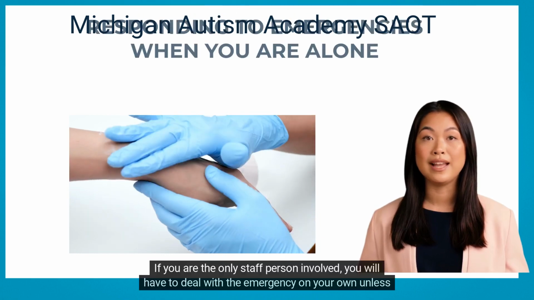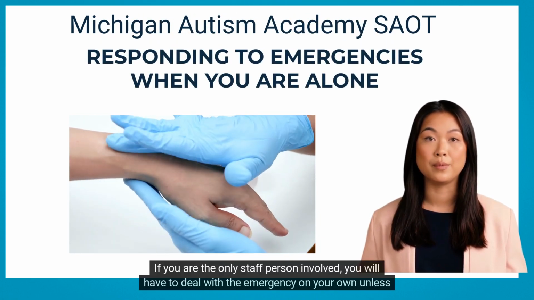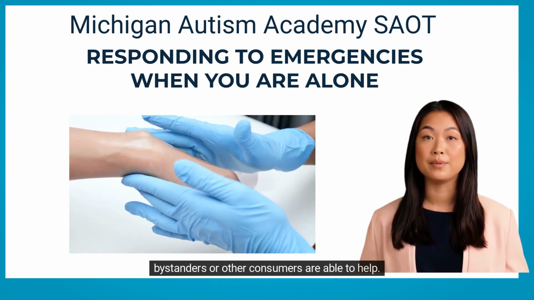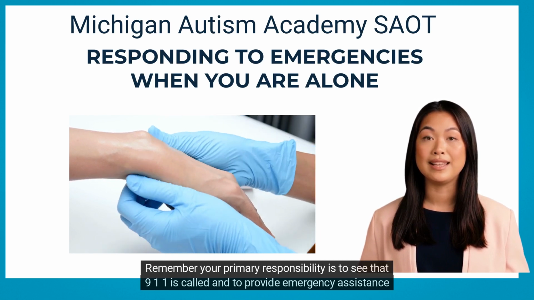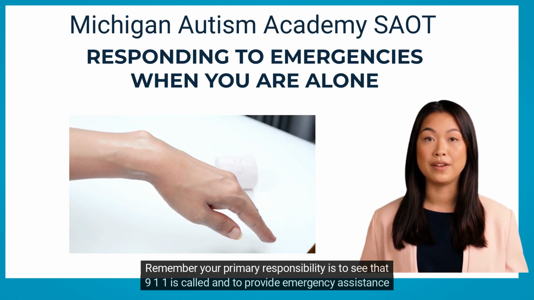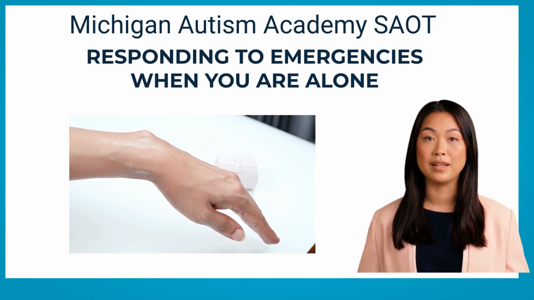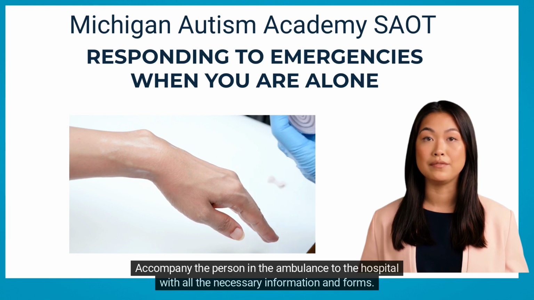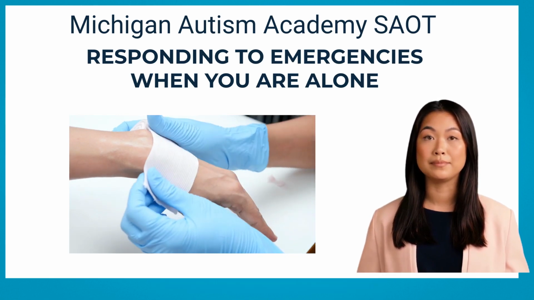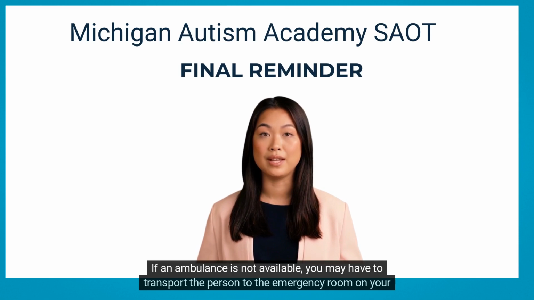If you are the only staff person involved, you will have to deal with the emergency on your own unless bystanders or other consumers are able to help. Remember, your primary responsibility is to see that 911 is called and to provide emergency assistance to the person until help arrives. Accompany the person in the ambulance to the hospital with all the necessary information and forms. If an ambulance is not available, you may have to transport the person to the emergency room on your own.